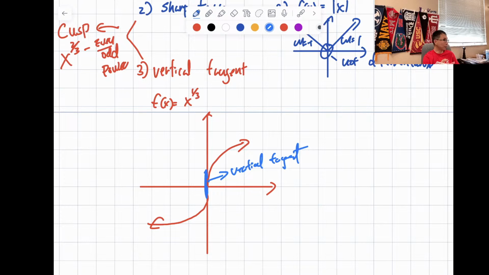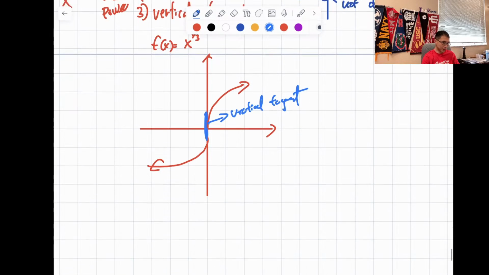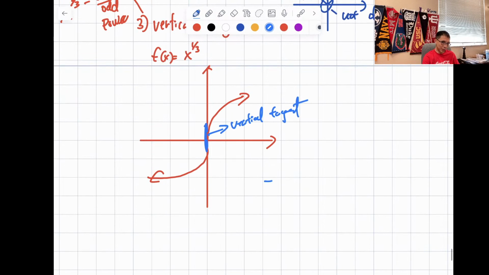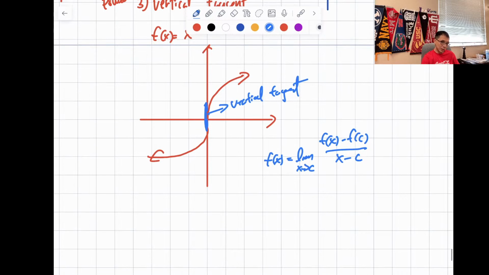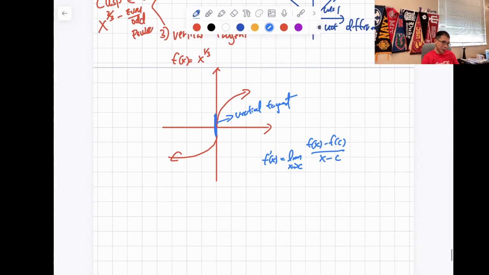Now I'm going to prove it using the alternative definition of derivative. What is the alternative definition of derivative again? You're going to have it on tomorrow's test. As x approaches c, f of x minus f of c over x minus c, and this is f prime. So let's take the derivative f prime of 0 in this case.